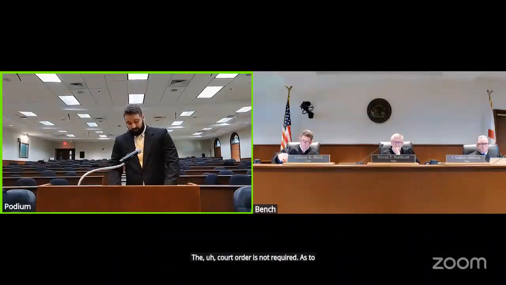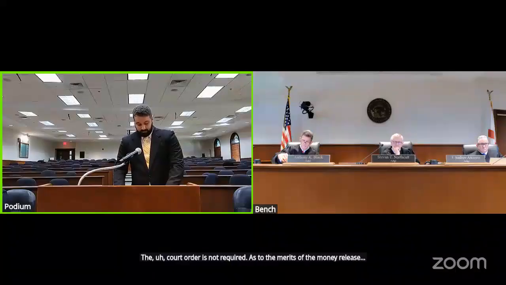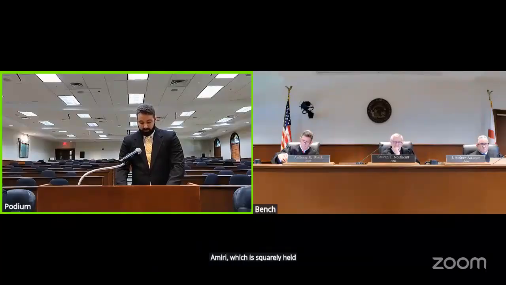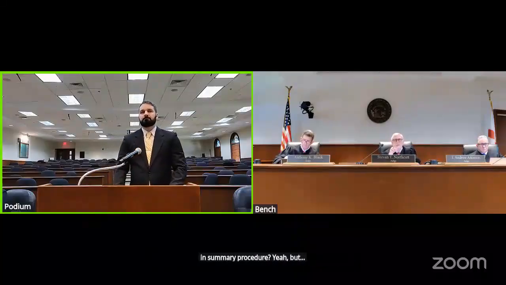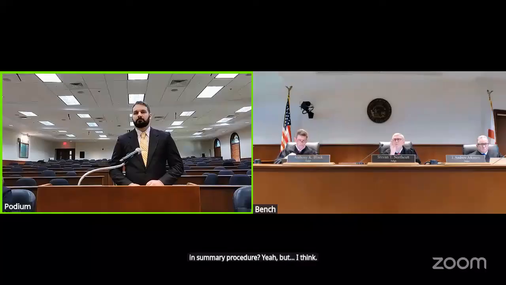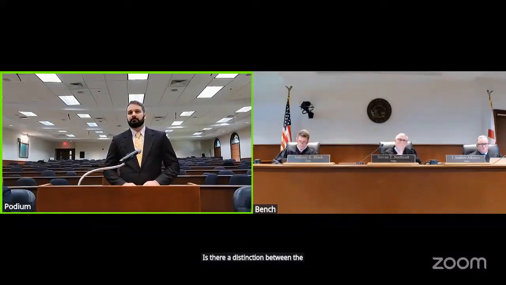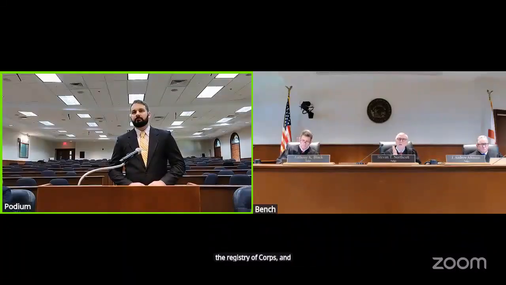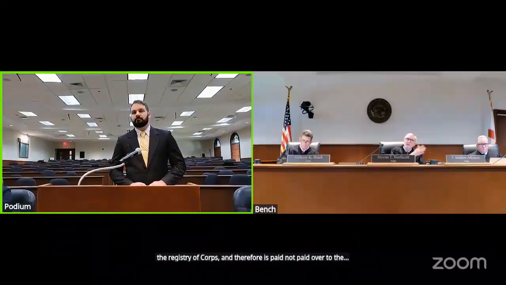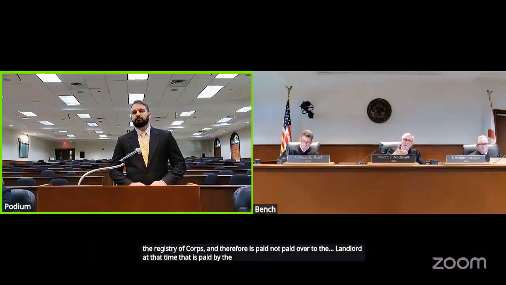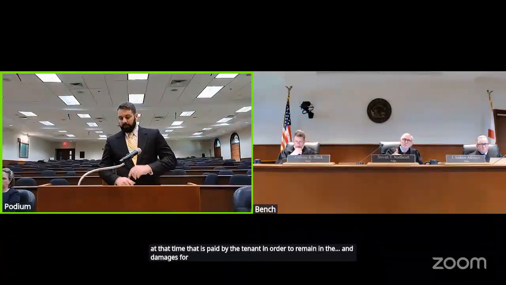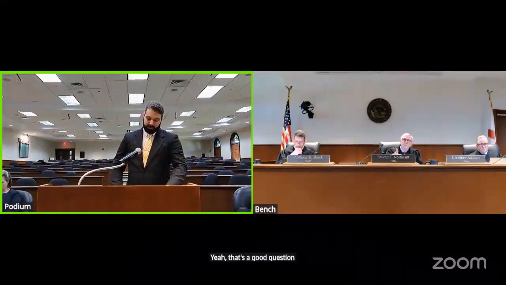As to the merits of the money release, I rely heavily on Amiri, which squarely held that unpaid rent is not recoverable in summary procedure. Yeah, but I think, is there a distinction between the rent that is tendered into the registry of court and therefore is not paid over to the landlord at that time, but is paid by the tenant in order to remain in it, and damages for breach of the lease? Yeah, that's a good question, Judge Northcutt.